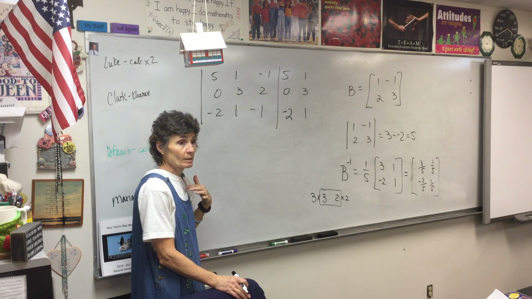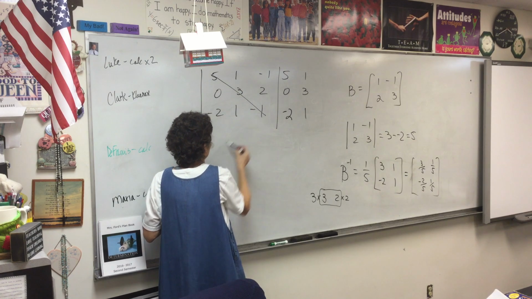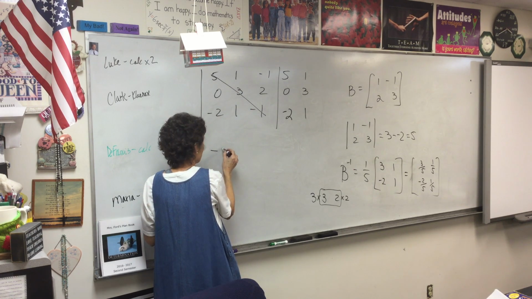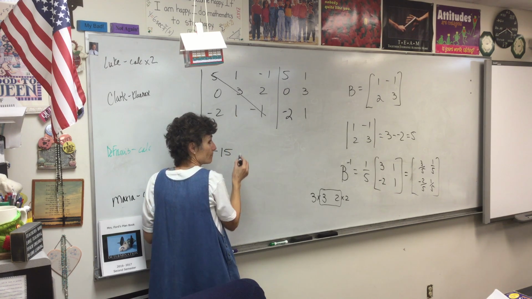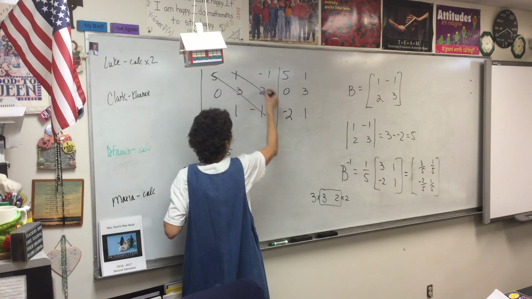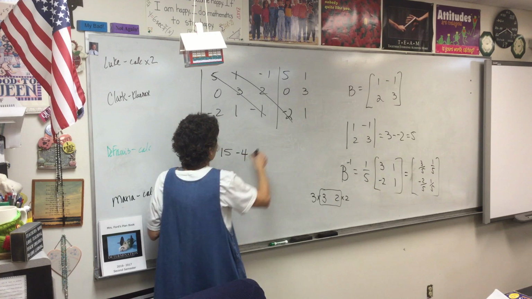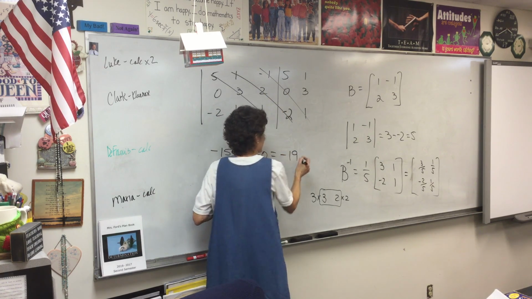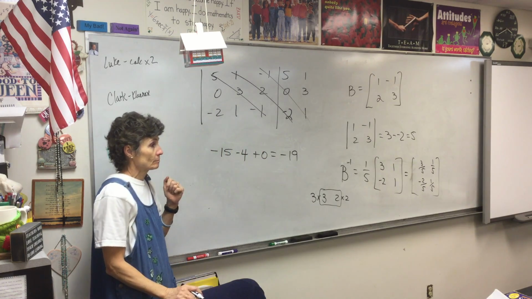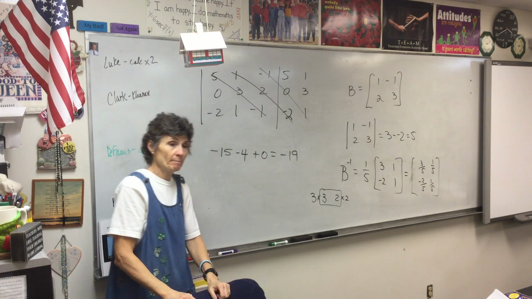Now what? We start right here, always with the first number, and we multiply, and that gives me -15. I got -16. Oh, no. And then I multiply these and I get -4. And then I multiply these and I get 0. And I total them up. I add them up.